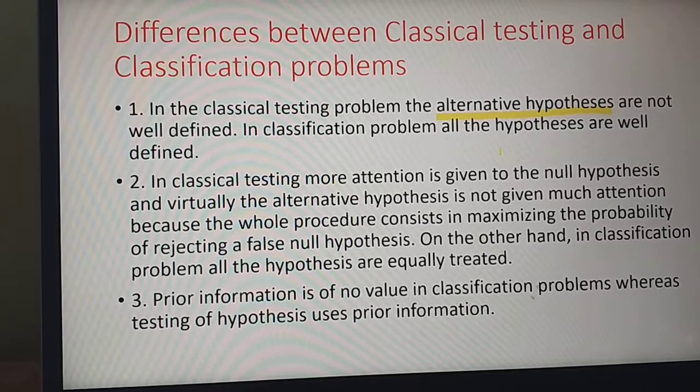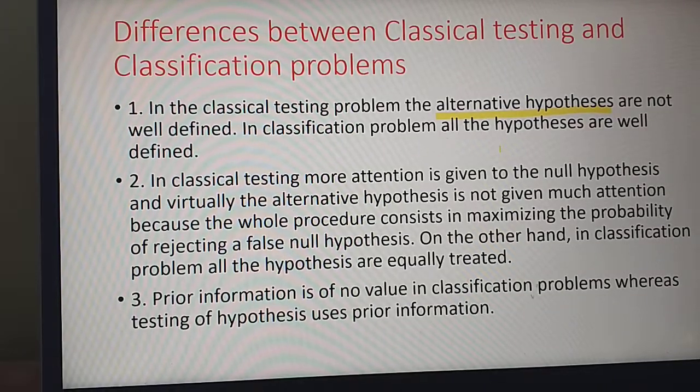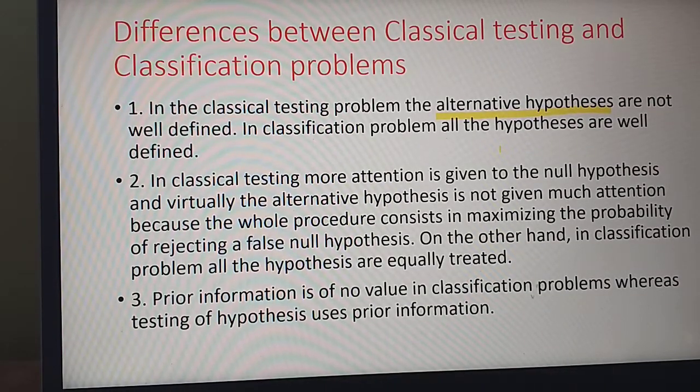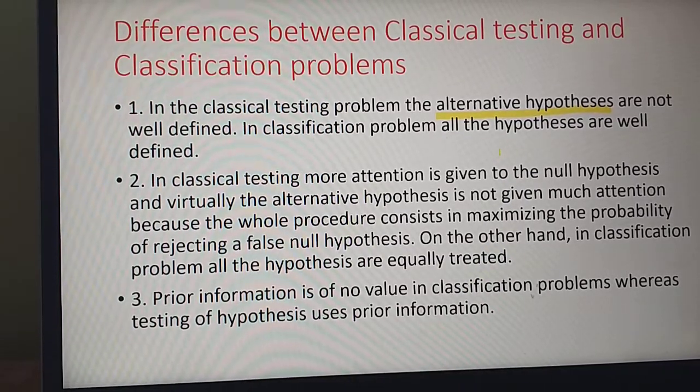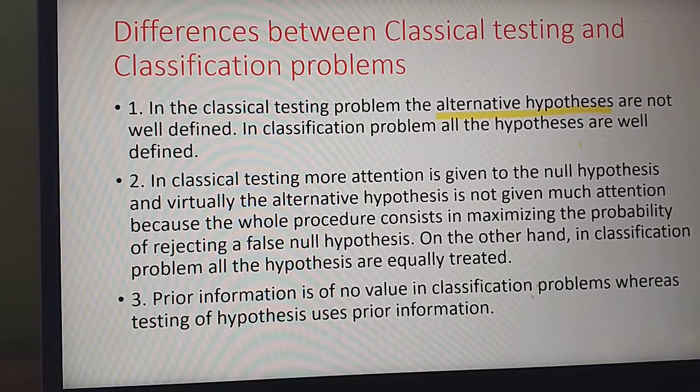It is not specified. Theta not equal to theta naught is very crude because we do not assign any value of theta. But in the case of the null hypothesis, theta is equal to theta naught. If it is accepted, then it is good. But if it is not accepted and the alternative hypothesis is accepted, that is theta not equal to theta naught, it is not well defined. Theta not equal to theta naught does not make sense in any way. Okay, but in the classification problem, all the hypotheses are well defined, because in the classification problem, individual A belongs to Pi, and all the Pi's, P1, P2, Pk, are well defined.